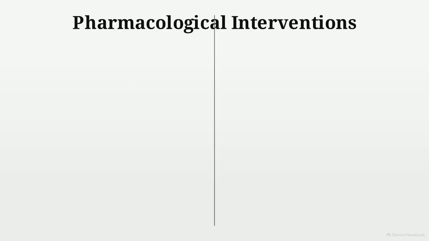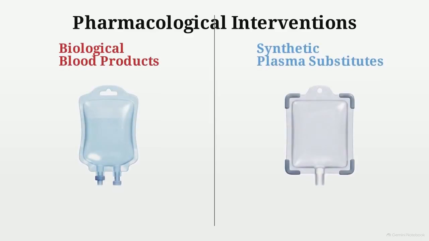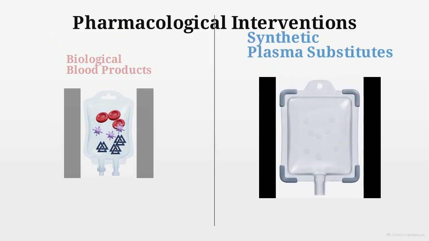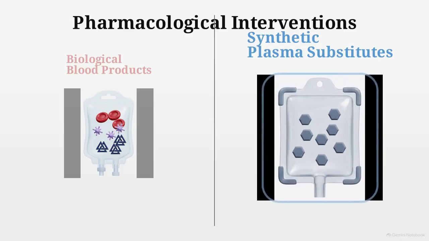This schematic illustrates these two options: biological human blood products on the left and synthetic plasma substitutes on the right. Blood products are active biological therapies. They are administered to restore the living cellular components a patient has lost, such as red blood cells, platelets, and coagulation proteins. Plasma substitutes, conversely, are biologically inert. They rely on purely mechanical fluid dynamics to expand the intravascular space.